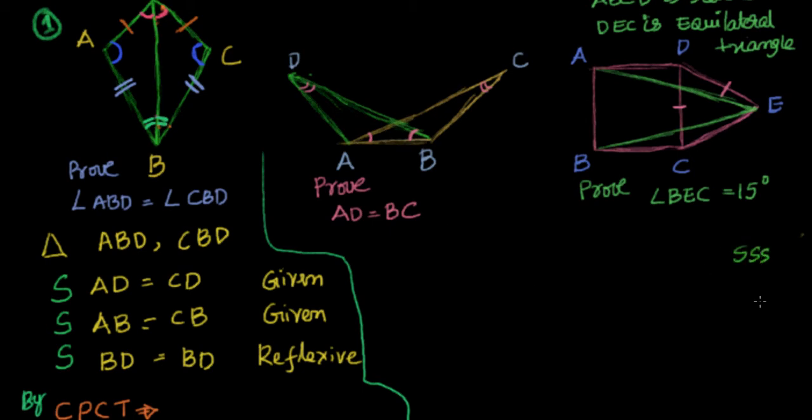SSS, SAS, ASA, AAS. I see two angles. That means these two are gone. I have only ASA or AAS. Now for any one of these, I should be able to prove that one side is also equal in both the triangles, right?